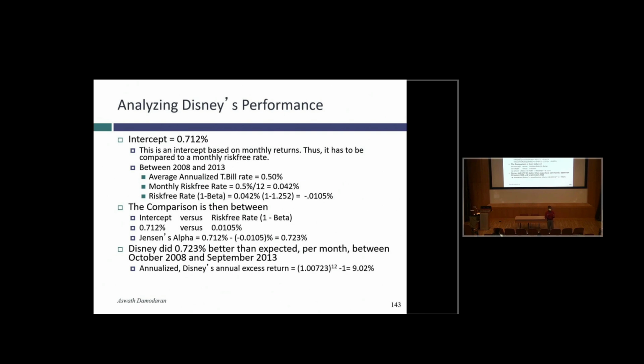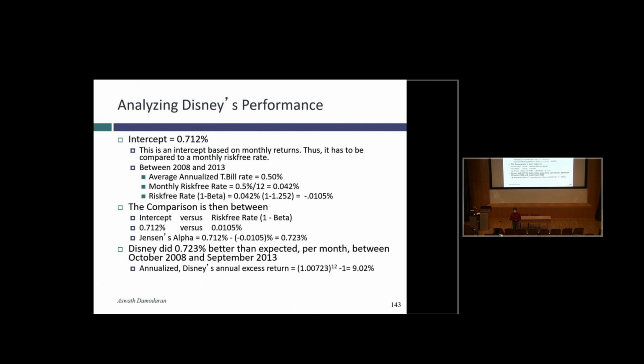Any questions about the mechanics here? So the regression delivers the intercept. You compare to what it should have been by looking at the risk-free rate times 1 minus beta. That difference is called Jensen's alpha, and you can compute this for every single stock in the market.